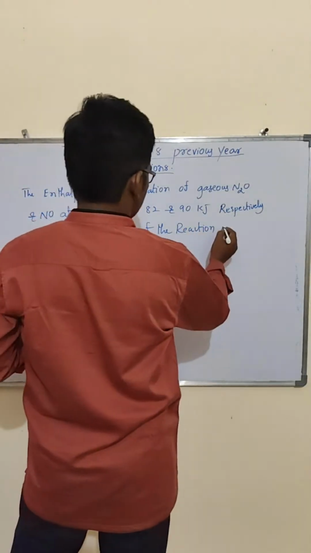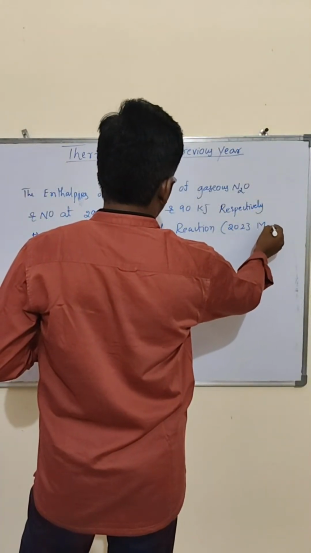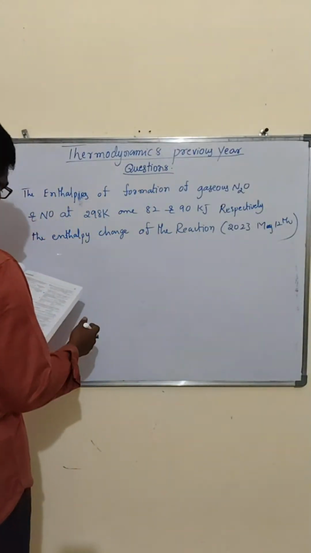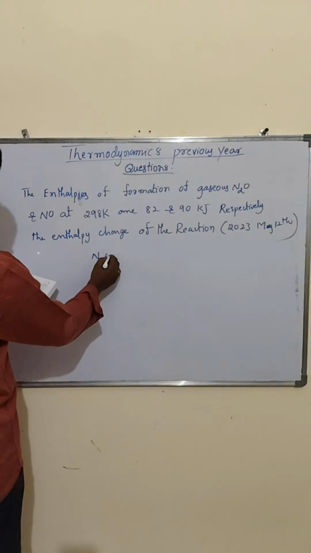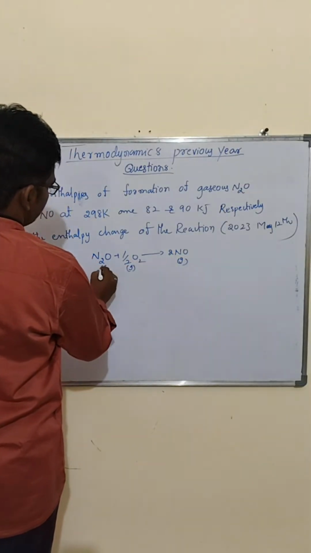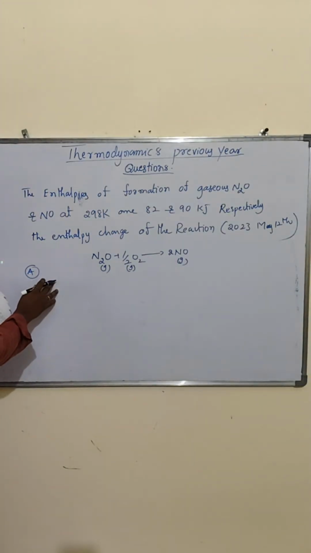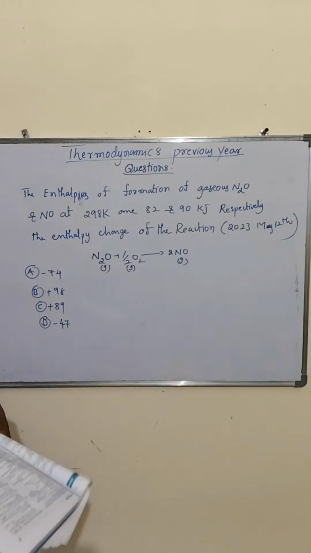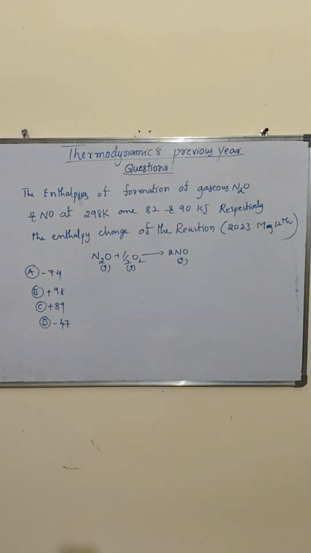This question was given in the 2023 May 12th exam. For which reaction is the enthalpy change asked? N2O plus half O2 gives 2NO, all gaseous. The options are: A is minus 74, B is plus 98, C is plus 89, and D is minus 47 kilojoules. So this is the question. Look at the question carefully first. What are they asking in the question?